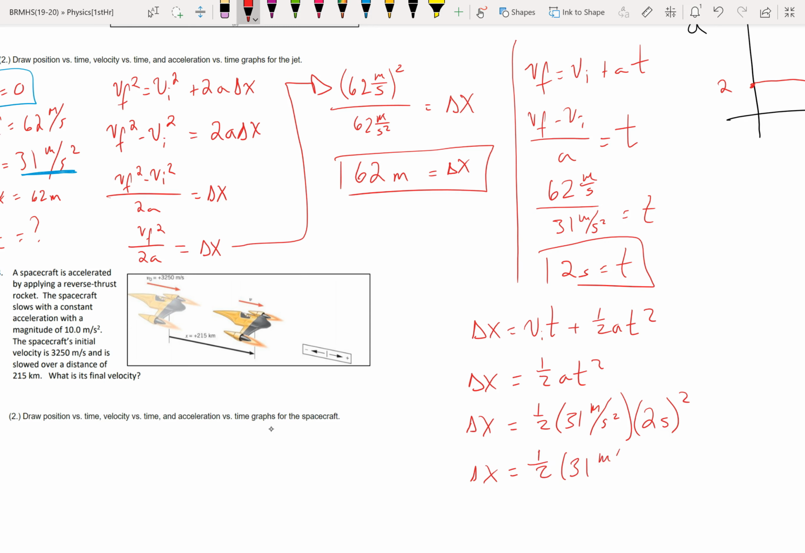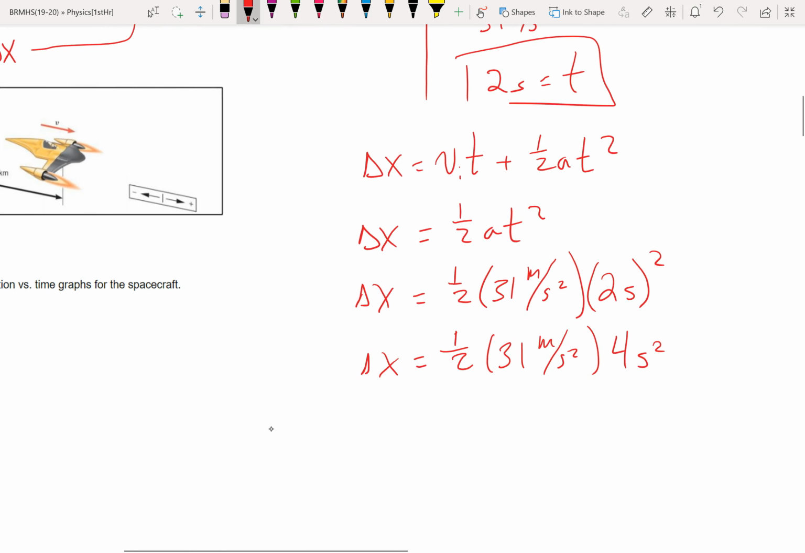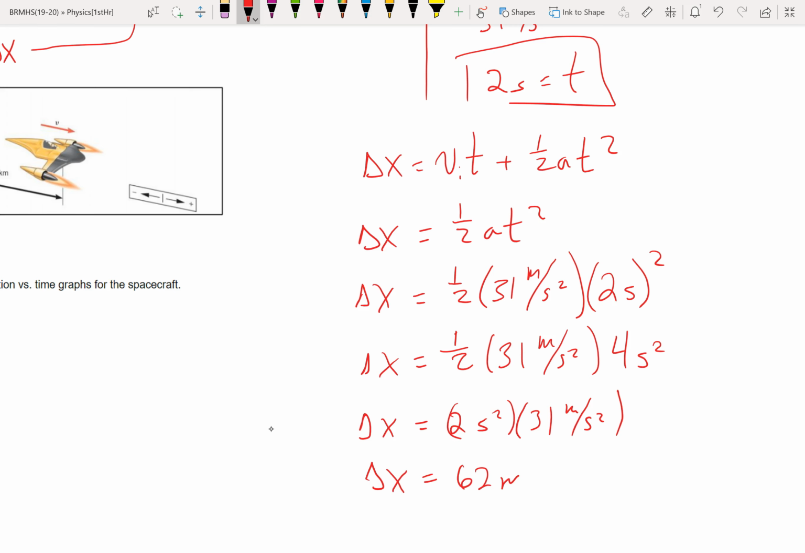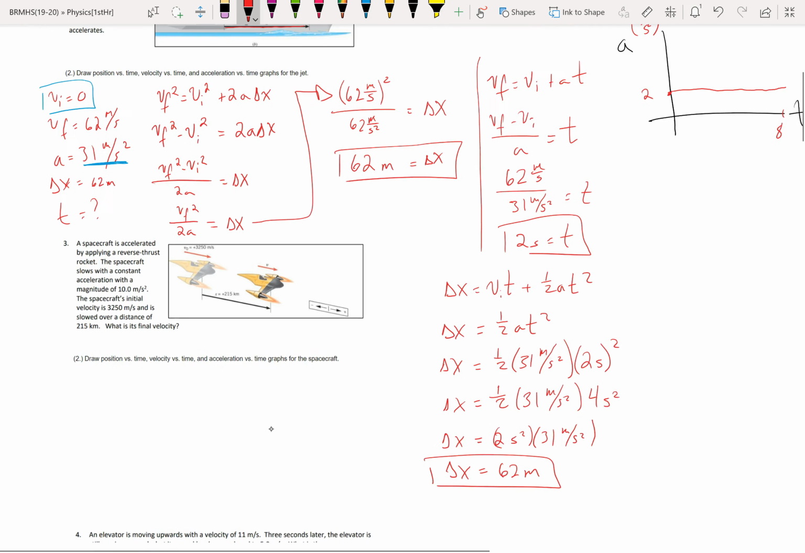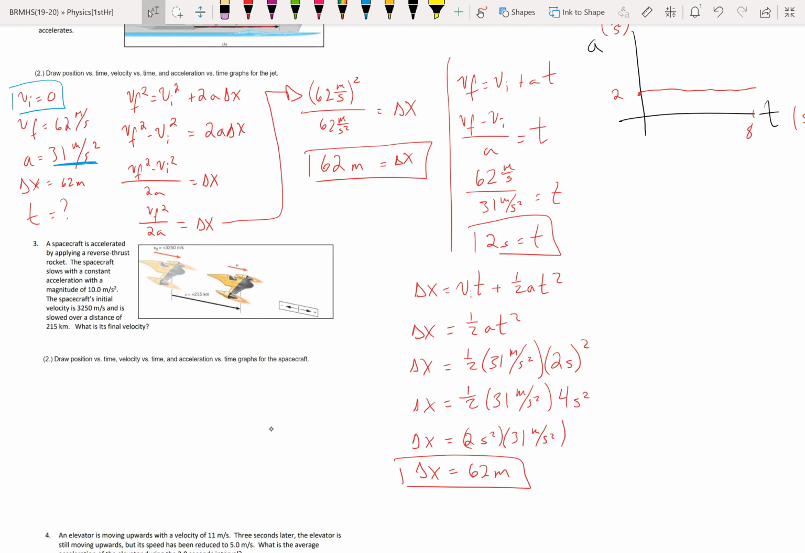1/2, 31 meters per second squared, 4. Remember, our 2 gives me squared seconds. Half of 4 is 2. So I have 2 seconds squared times 31 meters per second squared. Seconds squared goes away, and we get 62 meters. Yay! Okay, so check my work. 62 meters is the answer.